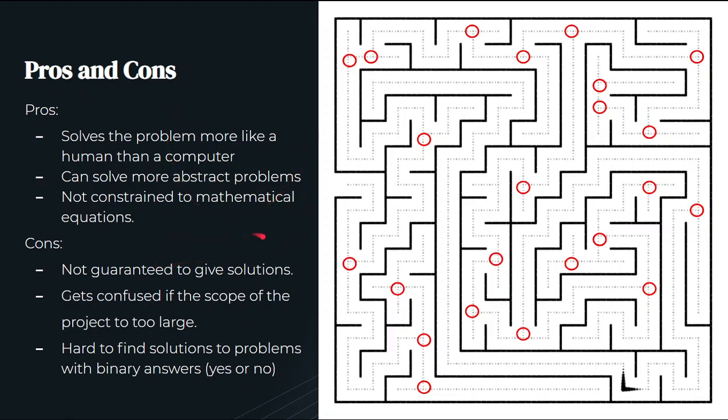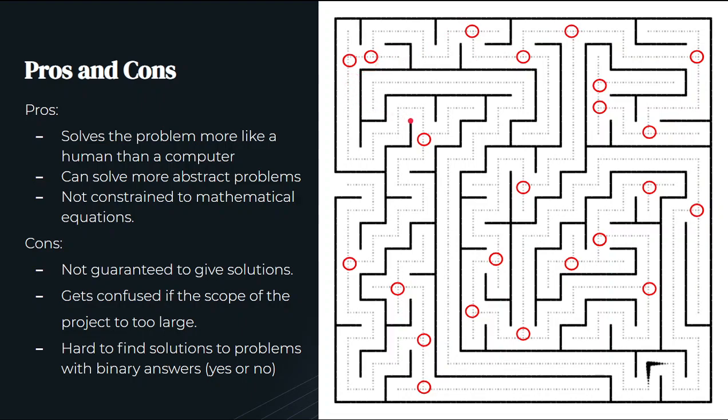The cons: it's not guaranteed to give a solution. It's just doing random guesses, and random guesses don't always work. Another con: it gets too confused if the scope of the project is too large. We can see this in this example here with the maze. Every time it gets to one of these points, it has to make a decision of whether to go left, right, forward, backward. And if you start from any point to get towards the exit, you have to make a lot of correct guesses of where to go and where not to go.